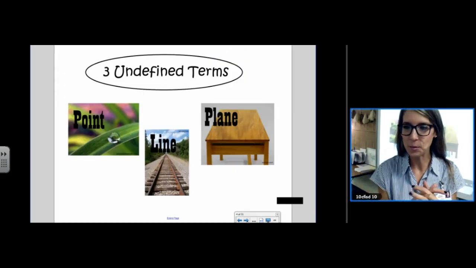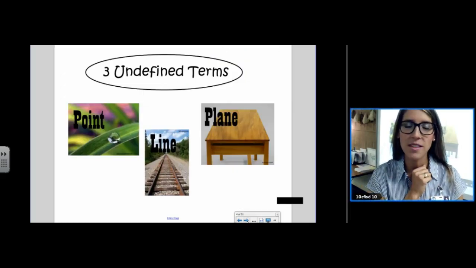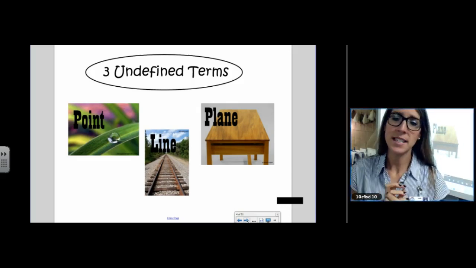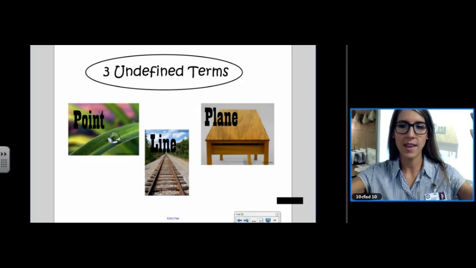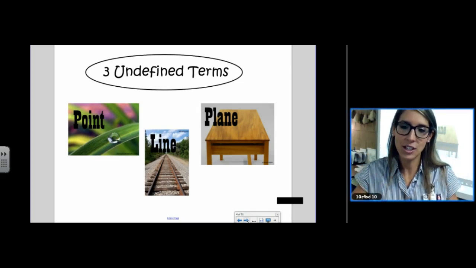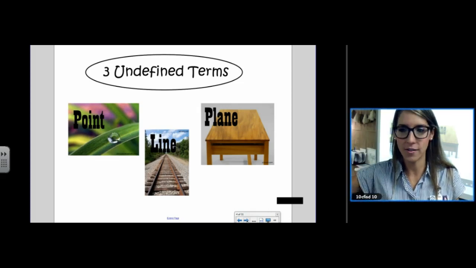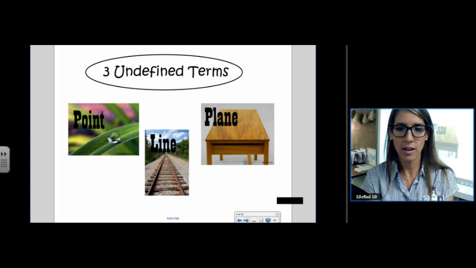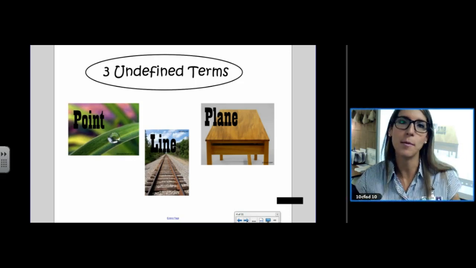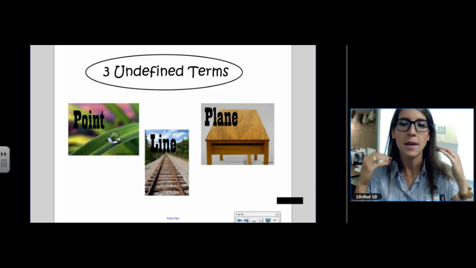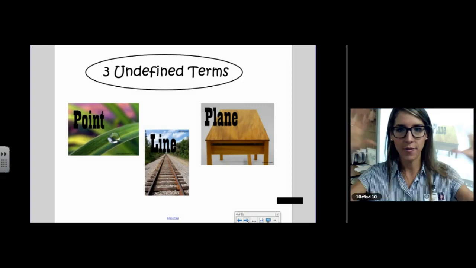So today's our first real lesson in geometry. We're going to start with the building blocks of geometry: point, line, and plane. These are called the undefined terms because they're really the terms that we build everything else on. We call these terms undefined because these terms help us define all of the other terms. For example, a segment is a portion of a line. Well, if we didn't have the word line that already existed, we wouldn't be able to define what a segment is. So they're the ones that help us define everything else.